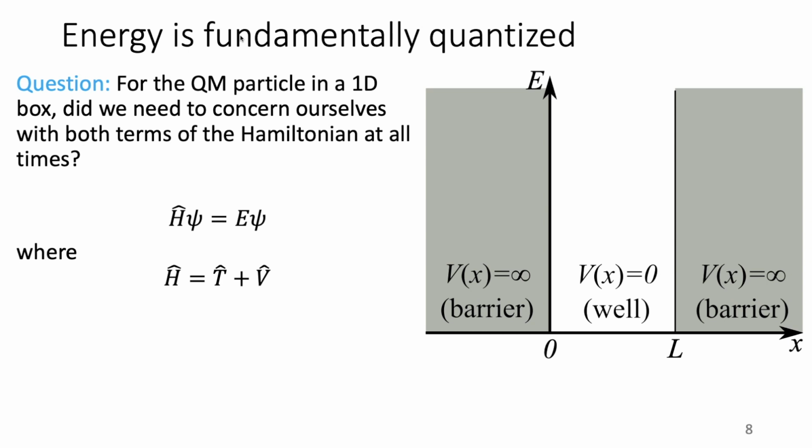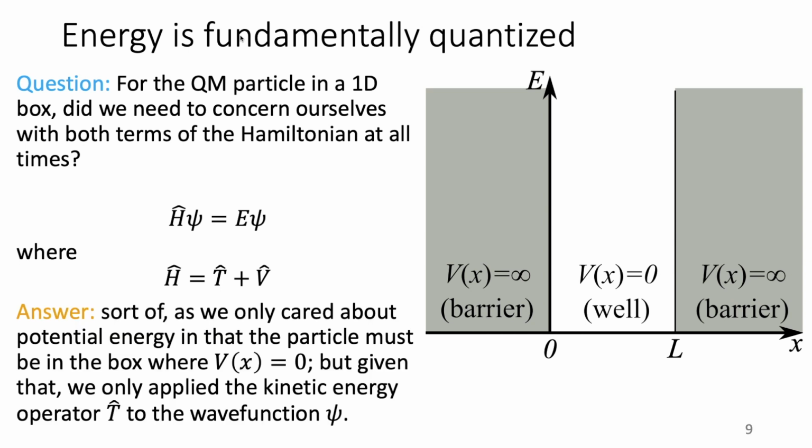Now, for the quantum particle in a 1D box, this was the first system we looked at. Did we need to concern ourselves with both terms of the Hamiltonian at all times, meaning the kinetic contribution and the potential contribution to the total energy? Well, sort of. We only cared about the potential energy in that the particle must be inside the box. If it's inside the box, the potential energy function doesn't do anything. It just tries to keep it from leaving the box. If it hits the wall, it is an infinitely strong box, and it won't let the wall flex at all, and the particle is perfectly trapped inside.